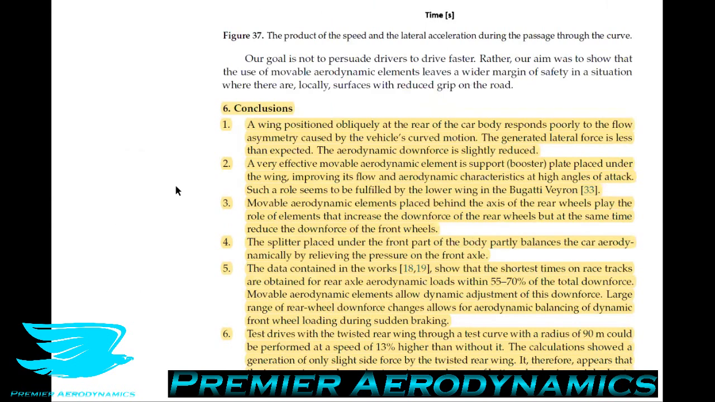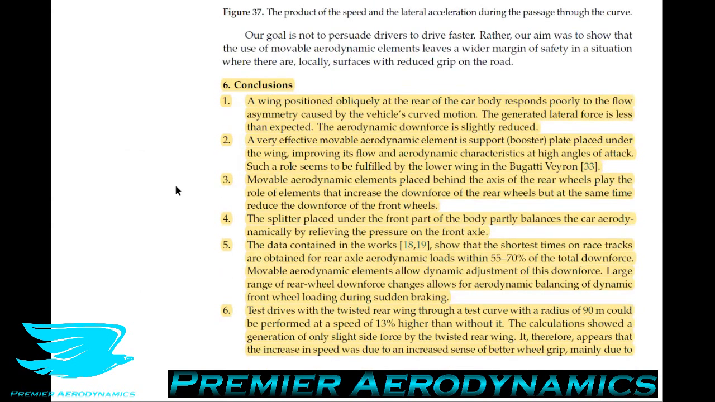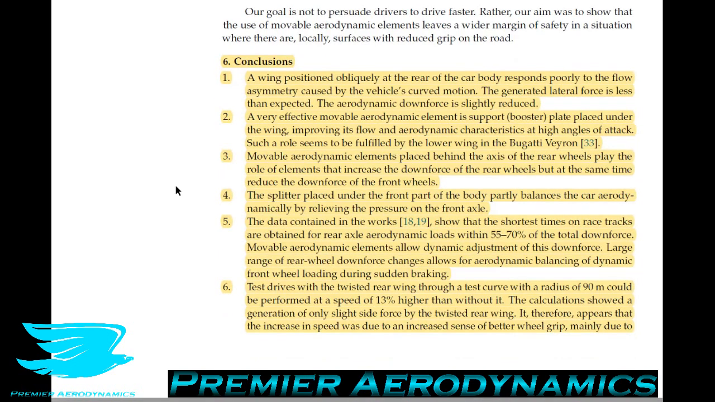So in conclusion, let's talk about what we found with all of these aerodynamic elements, from the different aerodynamic elements to this on-road real-life test. The first one is, a wing positioned obliquely at the rear of the car responds poorly to the flow asymmetry caused by the vehicle's curved motion, so going around a corner. The generated lateral force is less than expected. The aerodynamic downforce is slightly reduced. And this was a big surprise to me as well.